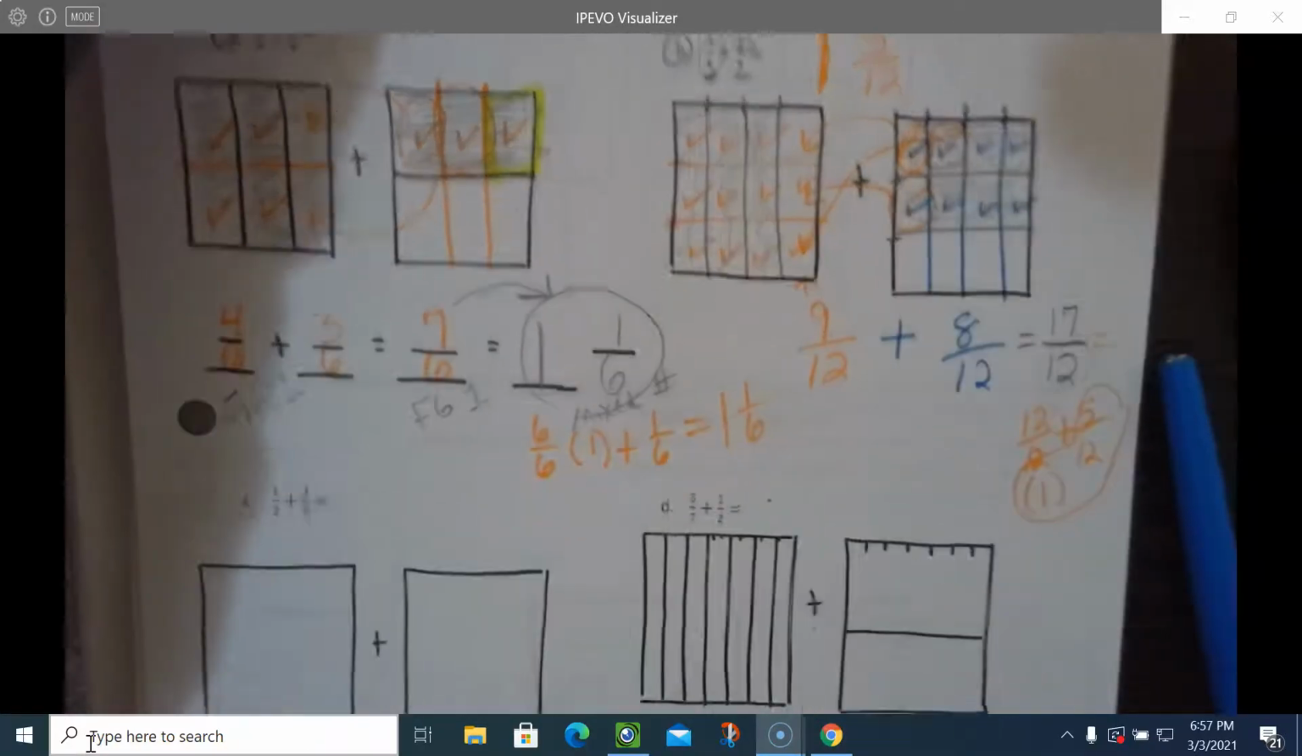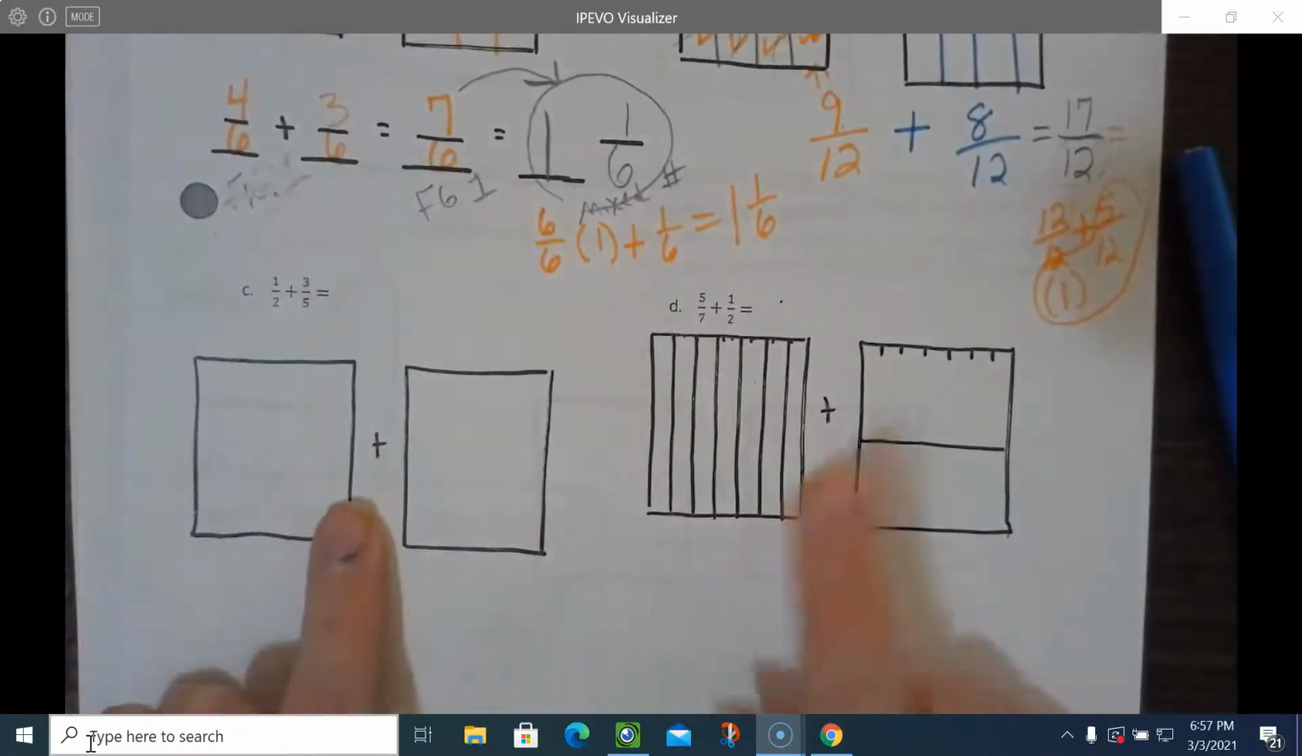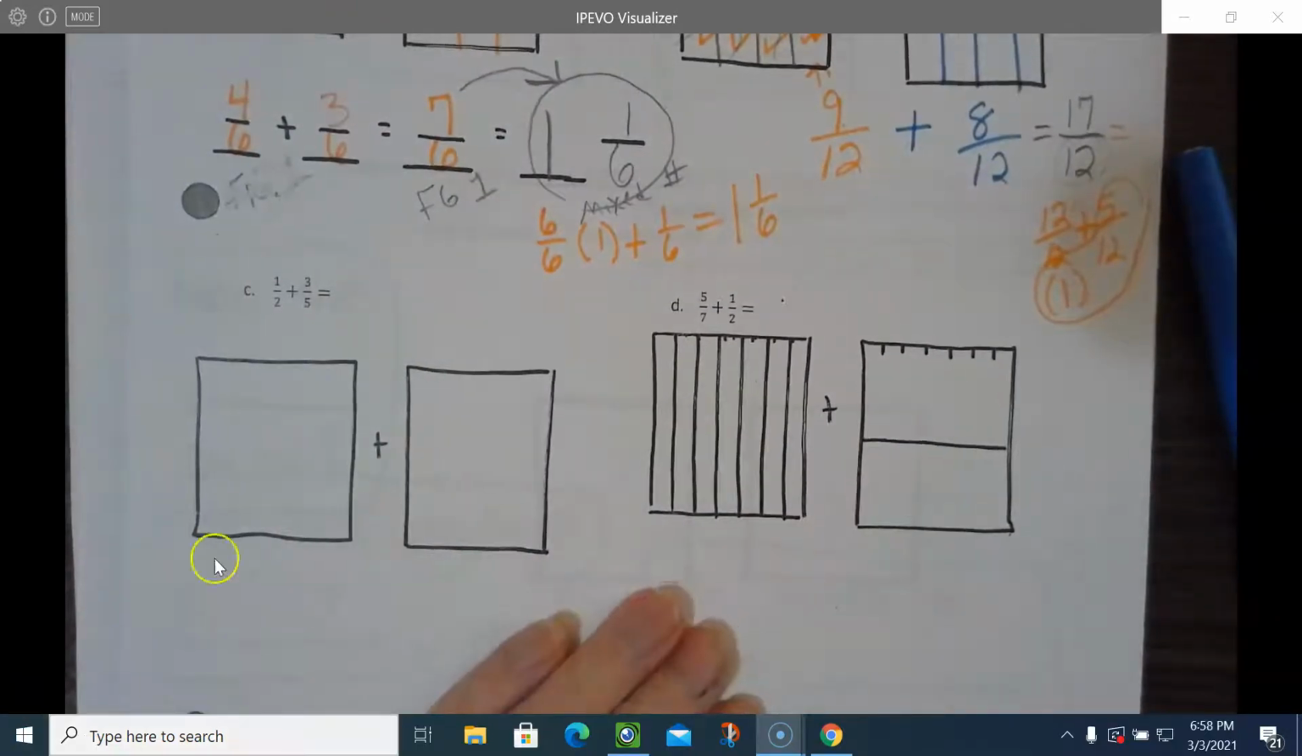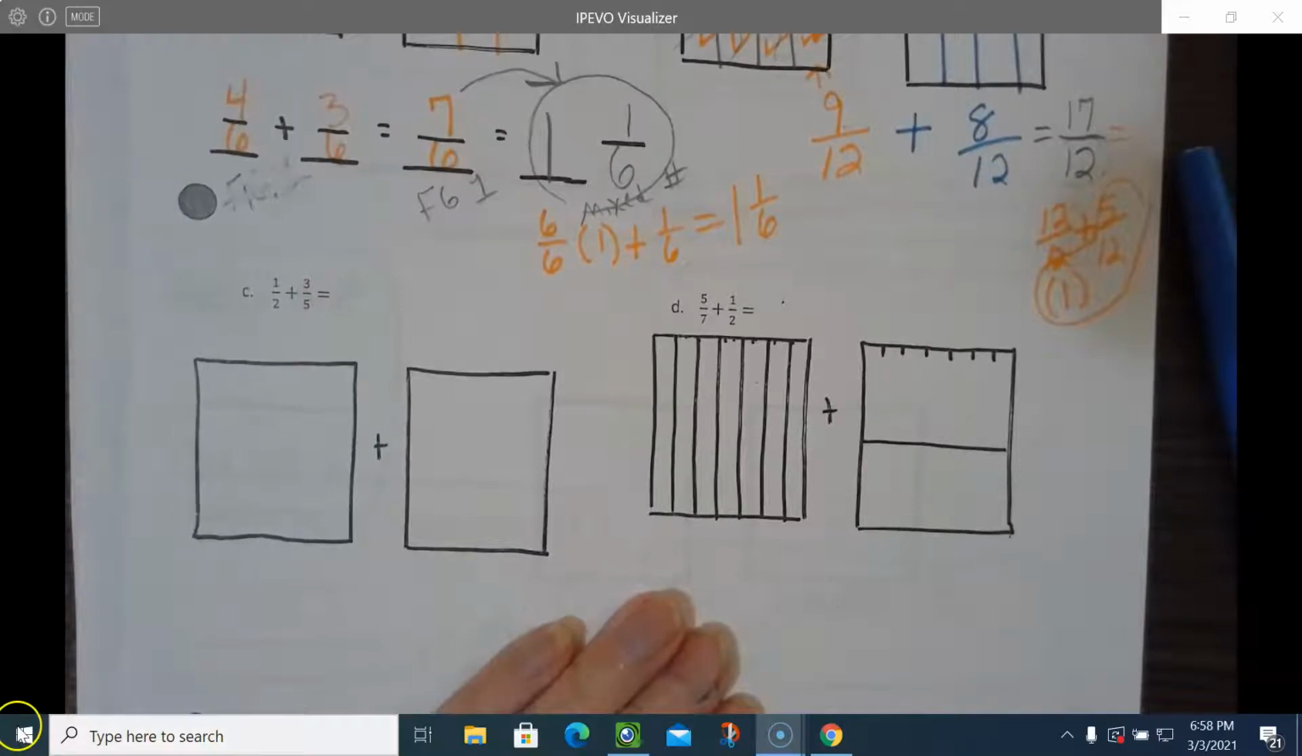So I'm going to have you go ahead and do problems C and D, and then we are going to check those in just a moment. Pause the video, and then we will check these 2 problems in a moment.